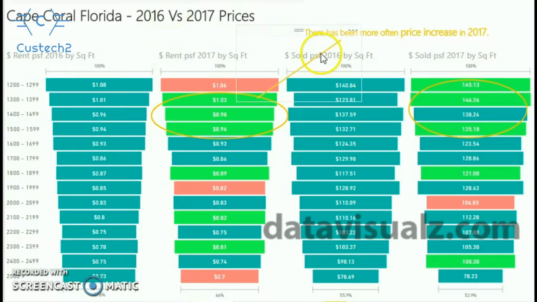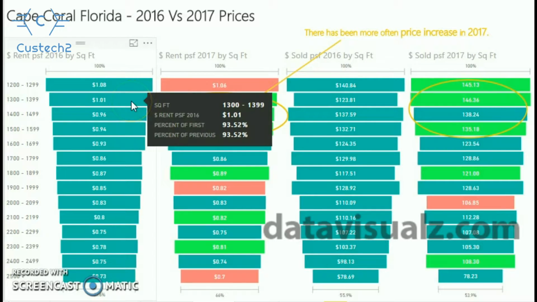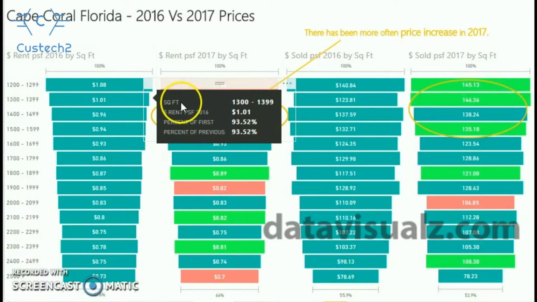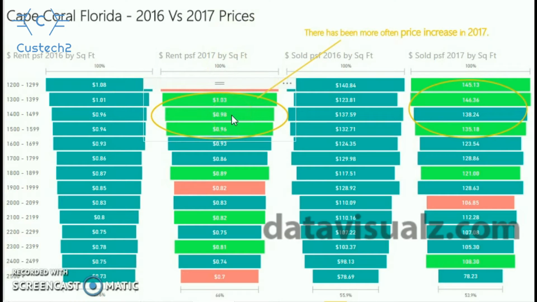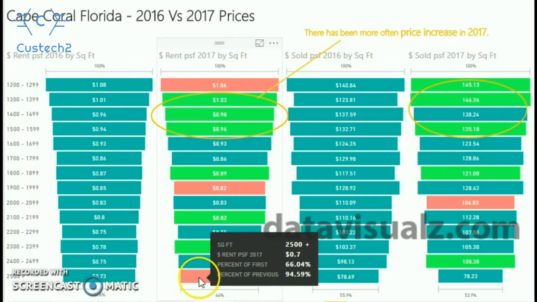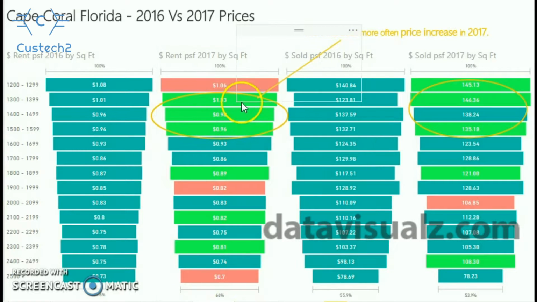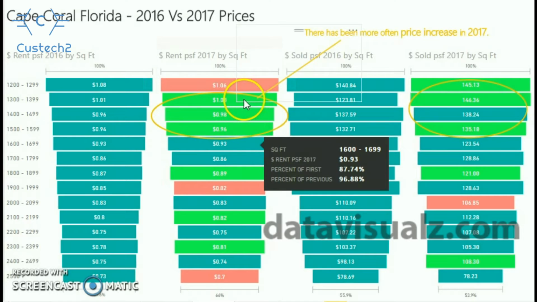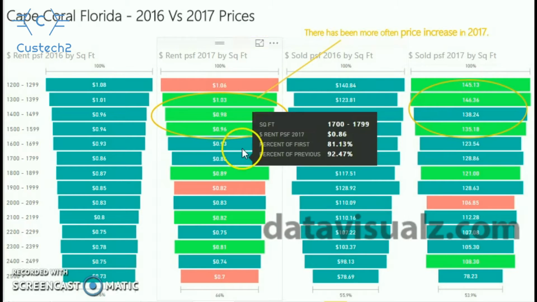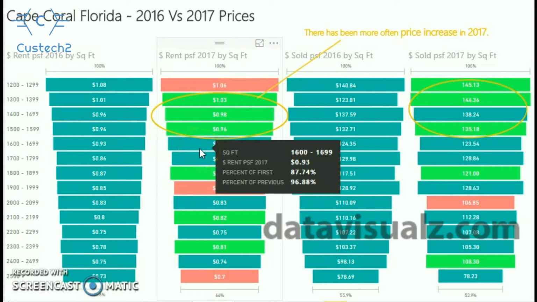Okay, there has been more often a price increase in 2017, so that's in light green color, comparing 2016 rent prices with 2017 rent prices, and I can see with light green color 1.012, 1.03, 0.98, 0.96. So it's more often increasing, whereas sometimes there has been a decrease. With red color these are being marked, but when we discuss rent and compare it with 2016 prices, there has been more often an increase, and sometimes it's the same as well, no change.